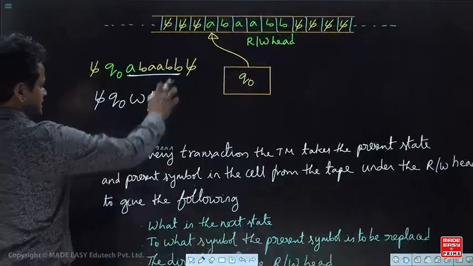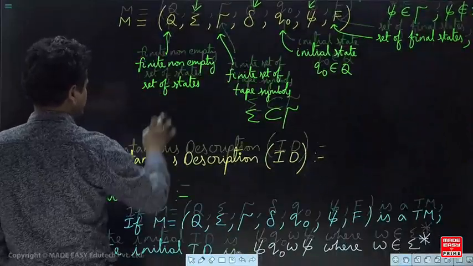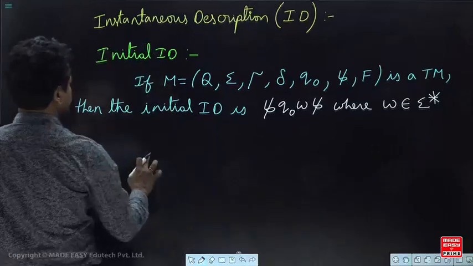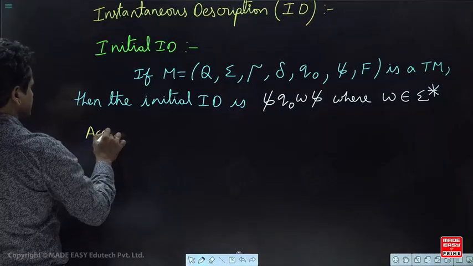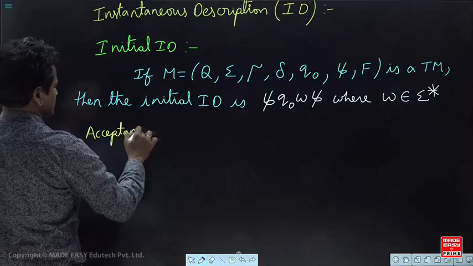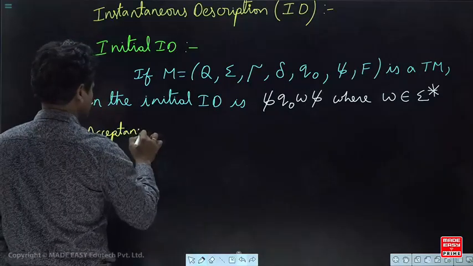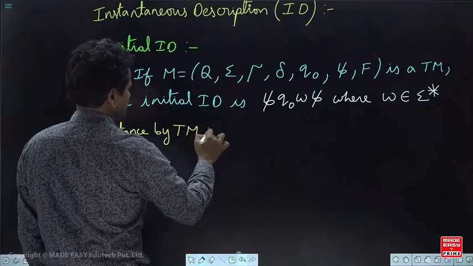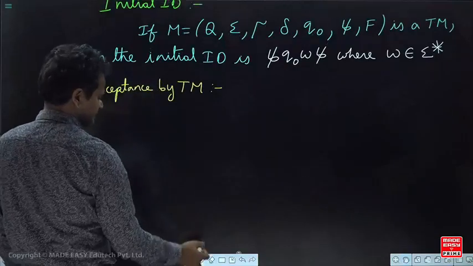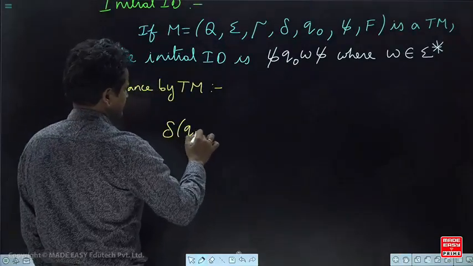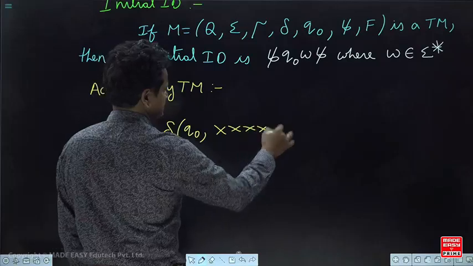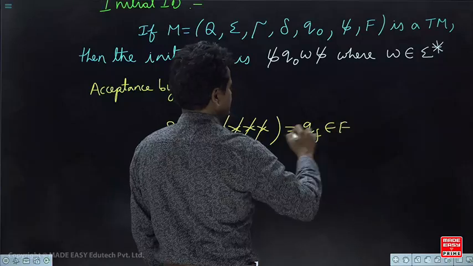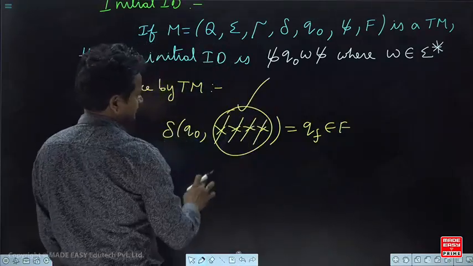Now, guys, acceptance by Turing machine. We have seen what an ID is and what the initial ID is. Now acceptance by Turing machine. How do you say that a string is accepted by a finite automaton? A string is accepted by a finite automaton if it starts at the initial state, the total string is scanned, and it stops in a final state.